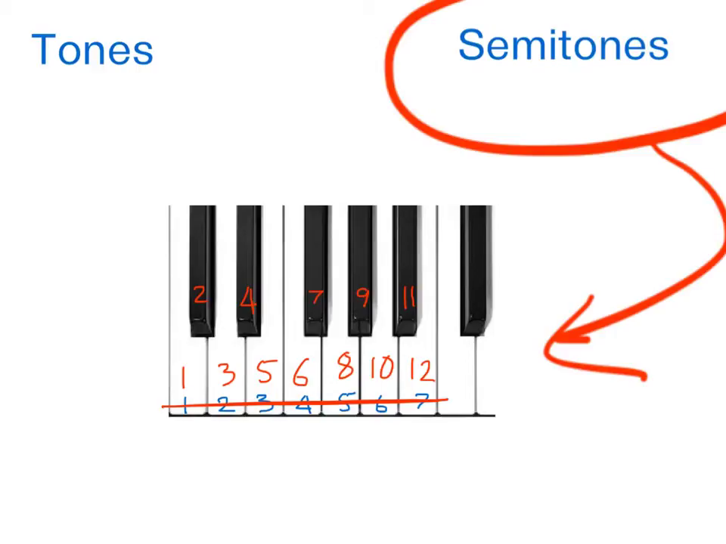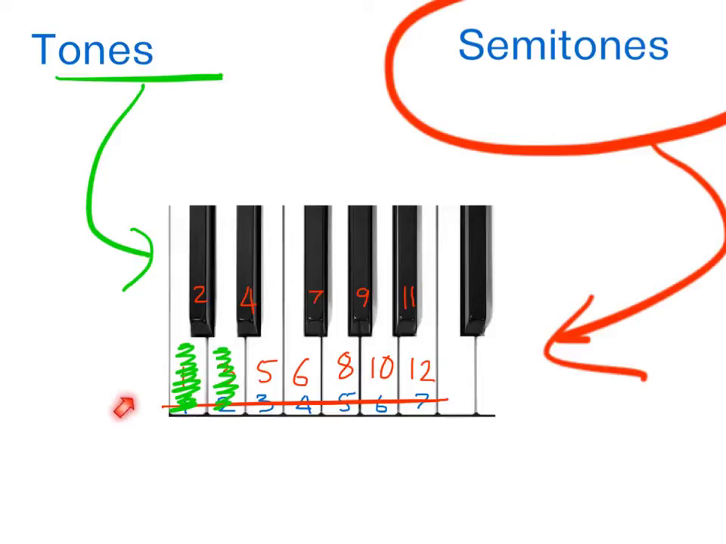A tone over here, let's do this in a different colour. Tones are two semitones stuck together. So if I went from, say, number 1 here to number 3, that is two semitones. From here to here is one semitone, from here to here is two semitones, and so from that note to that note is called a tone.